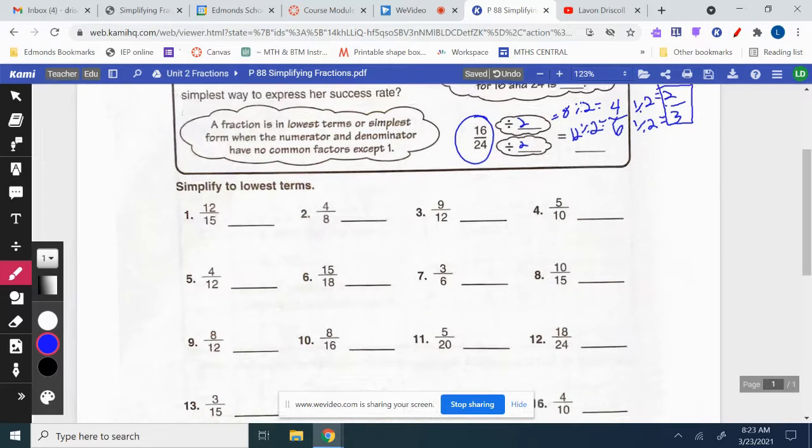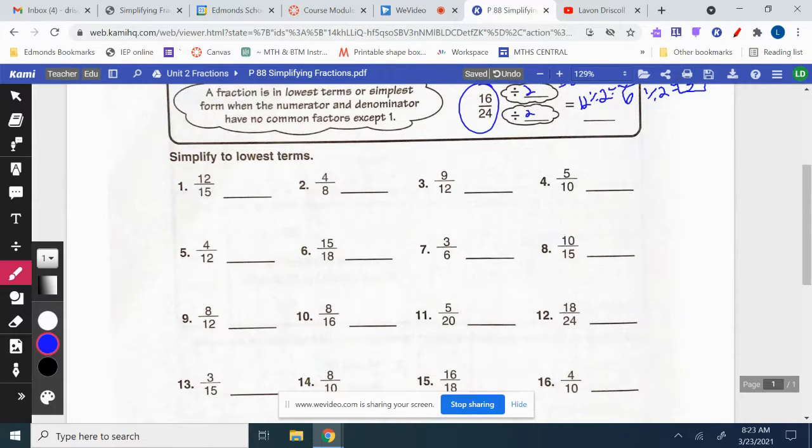So let's try number 5. Well, I know 2 can go into them because they're both even. So I'm going to try to divide it by 2. But I also see the 4 there, and I know that 4 can go into 12. But let's just stick with dividing by 2, because what if I don't know that 4 goes into them? Four divided by 2 is 2, and 12 divided by 2 is 6.